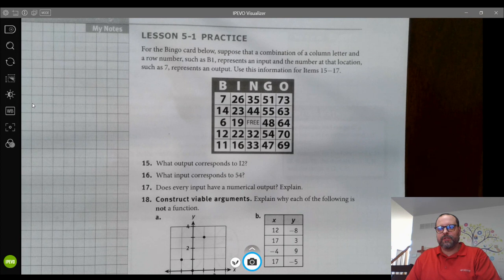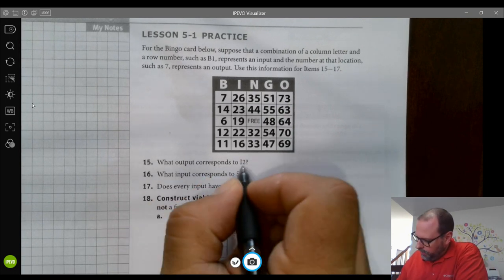Okay? So take a minute here again, and this is kind of the practice of it. I'll give you the answers here in a moment, but this is a chance for you to pause and just see, all right, do I have it? Do I get input, output? And especially then, do I get what a function is? So what output gives you I2?